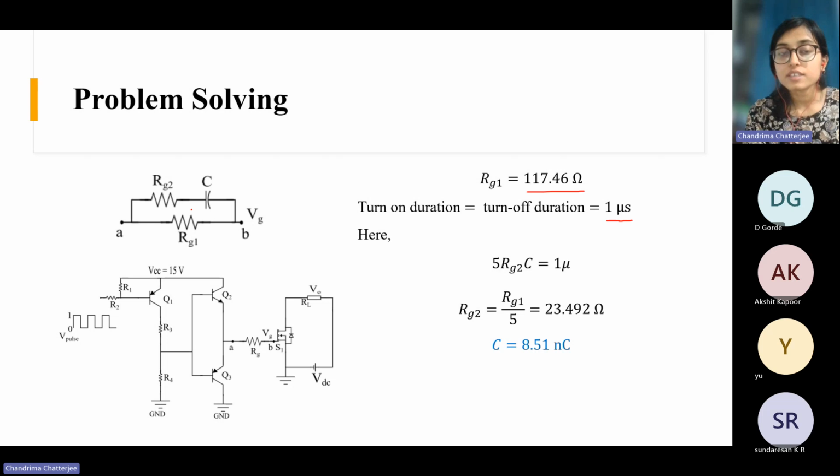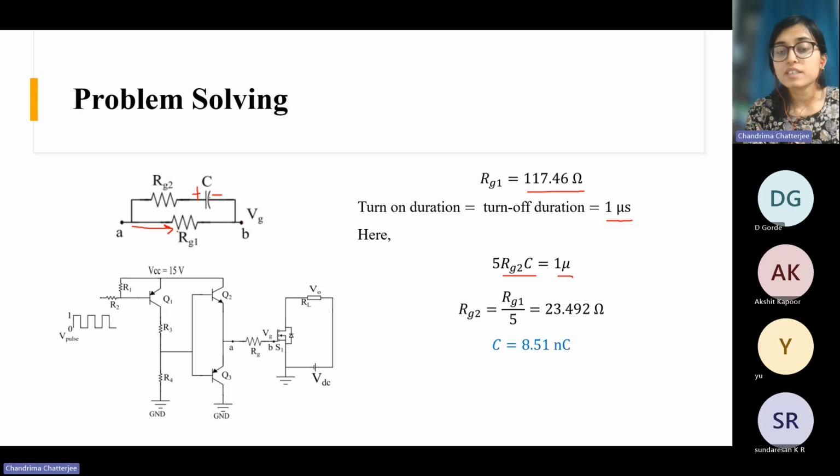So the time constant here is Rg2C, right? This is the time constant. Usually the rule is 5 times the time constant should be your turn on time, right? Because of the turn on duration. Why? Because of the time it takes to charge this capacitor fully. So if you fully charge this capacitor, then only your MOSFET is fully turned on, right here.